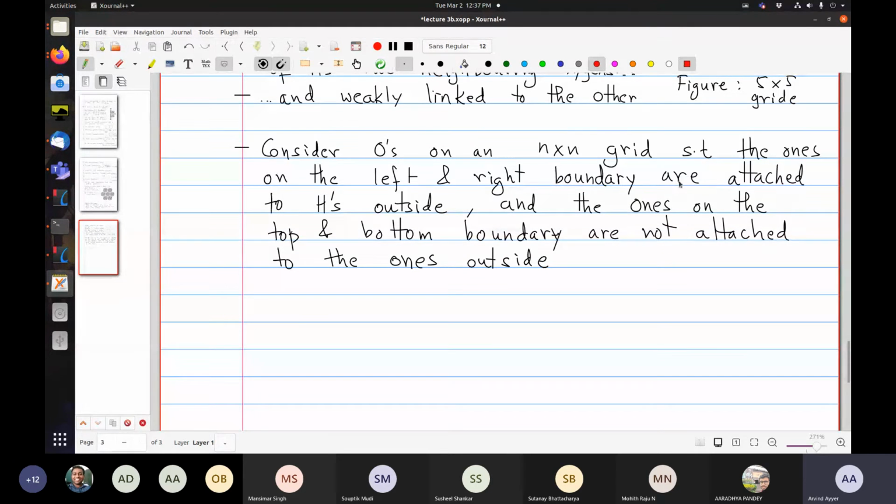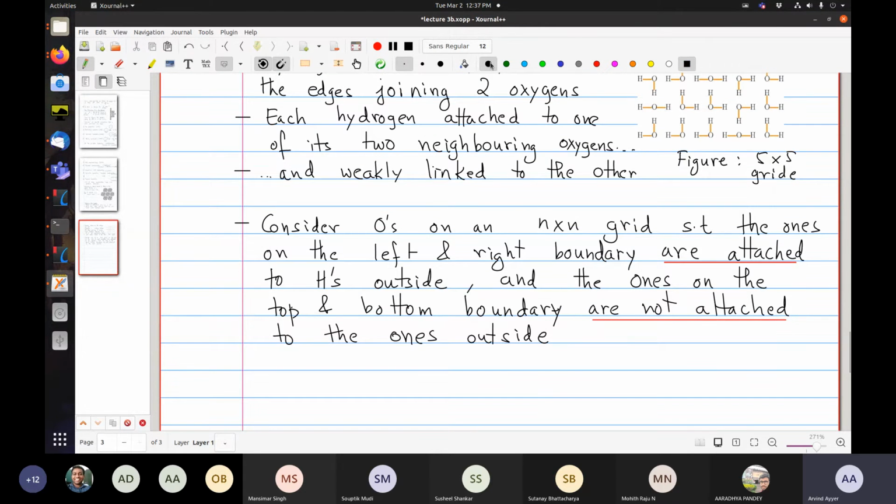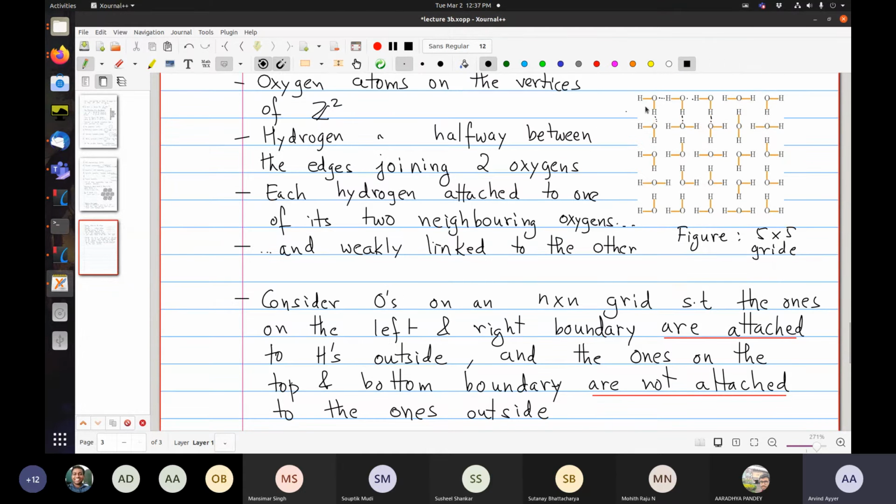So these ones are attached and these ones are not attached. Okay, this is forced, just like this figure. So none of these oxygens can attach to the hydrogens above and none of these can attach to the hydrogens below, but on the left and the right they do attach. Okay, is that clear?